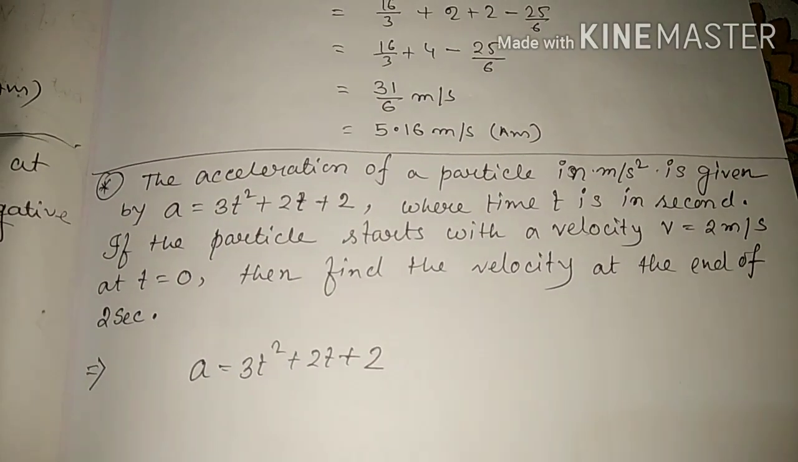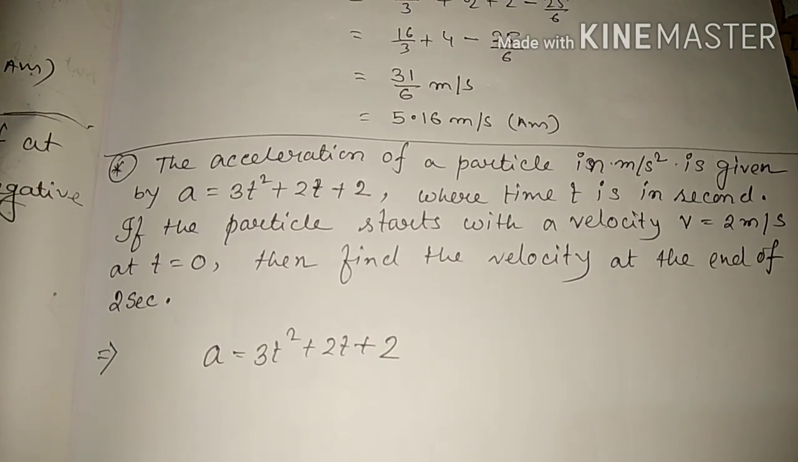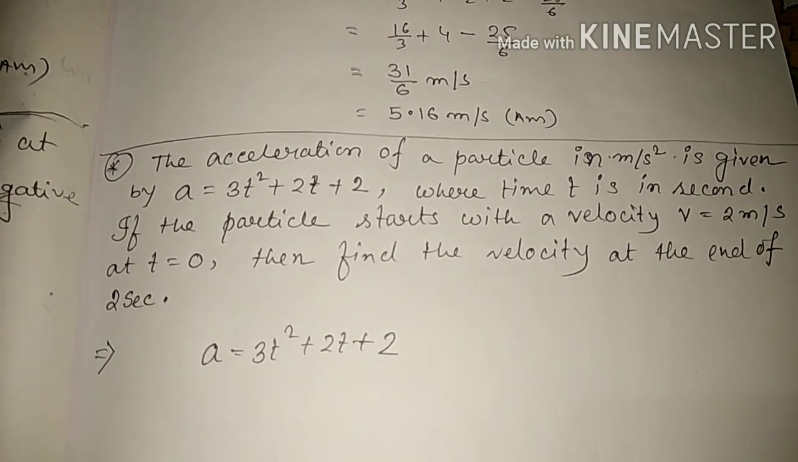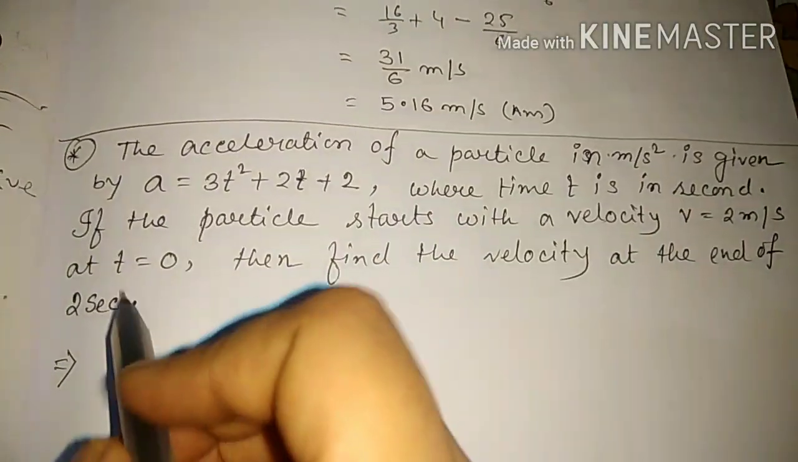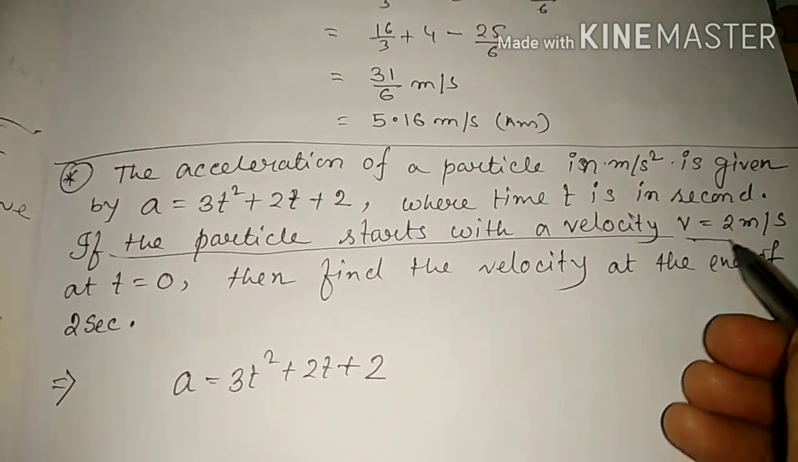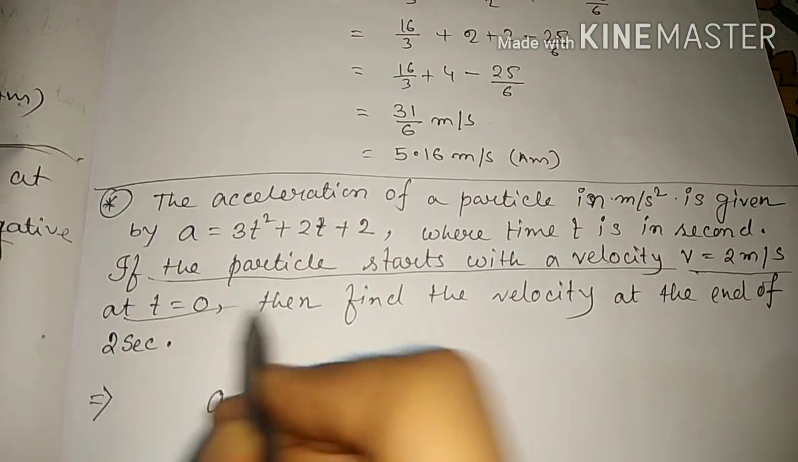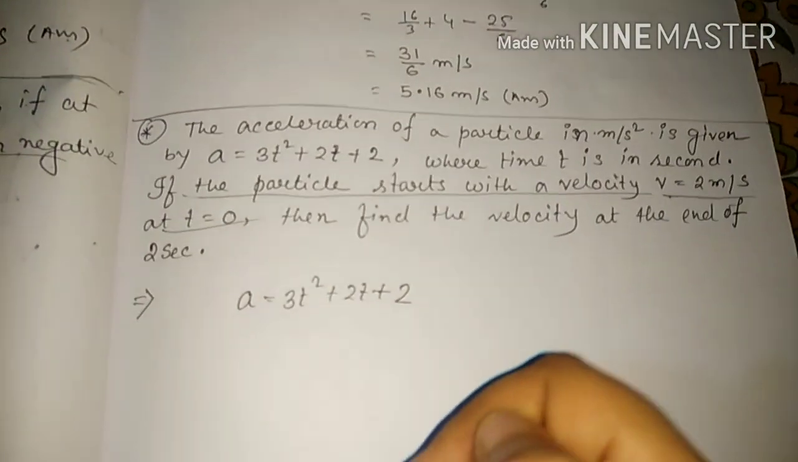So in step 2 we find out the value of c. So we need our information. Tell me which one is the information. Yes, students, this one is the information: if the particle starts with a velocity v equals 2 meters per second at t equals 0, this is the given information. So let's go step by step.